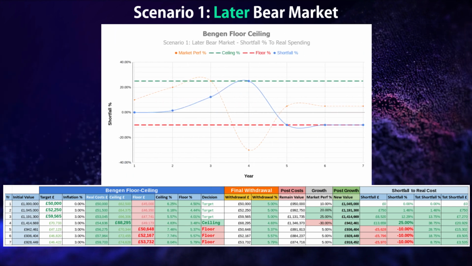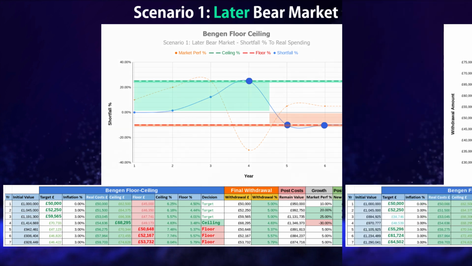Before moving on to the next scenario, let's quickly assess the shortfall relative to real spending. With ceilings set at 25% above and floors at 10% below, the shortfall is positive in the early years, indicating we're spending more than the constant dollar scenario. By year 5, the floor becomes more significant as the portfolio struggles to recover. The shortfall shows that final withdrawals lag behind market performance by a full year, with the year 5 shortfall hitting the floor limit after the bear market.